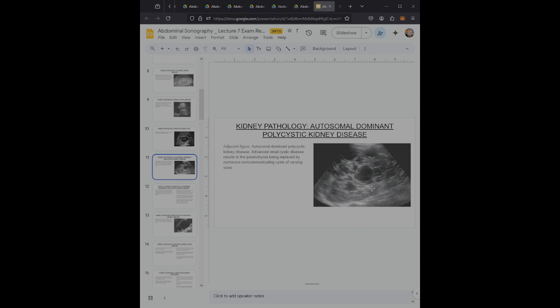Sonographically, we see bilateral enlarged kidneys that contain numerous cortical renal cysts, and we can see possible cysts identified in the pancreas, the liver, or the spleen.